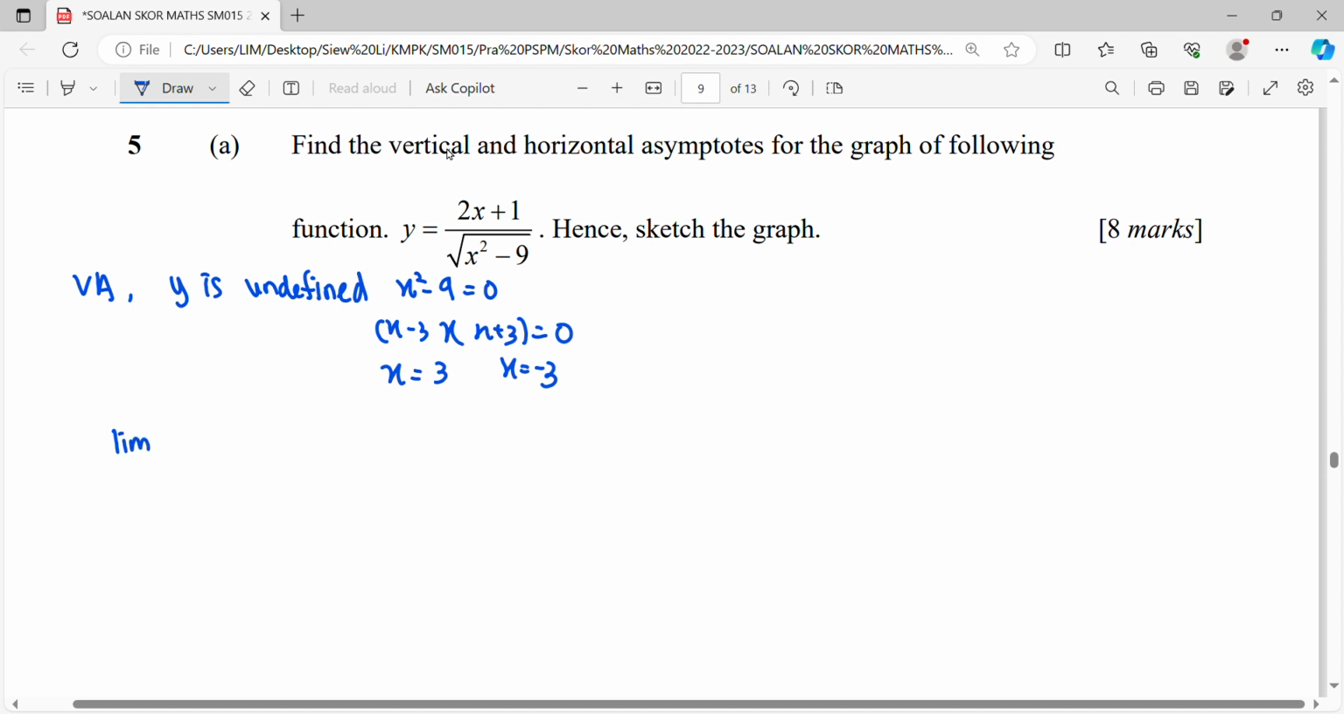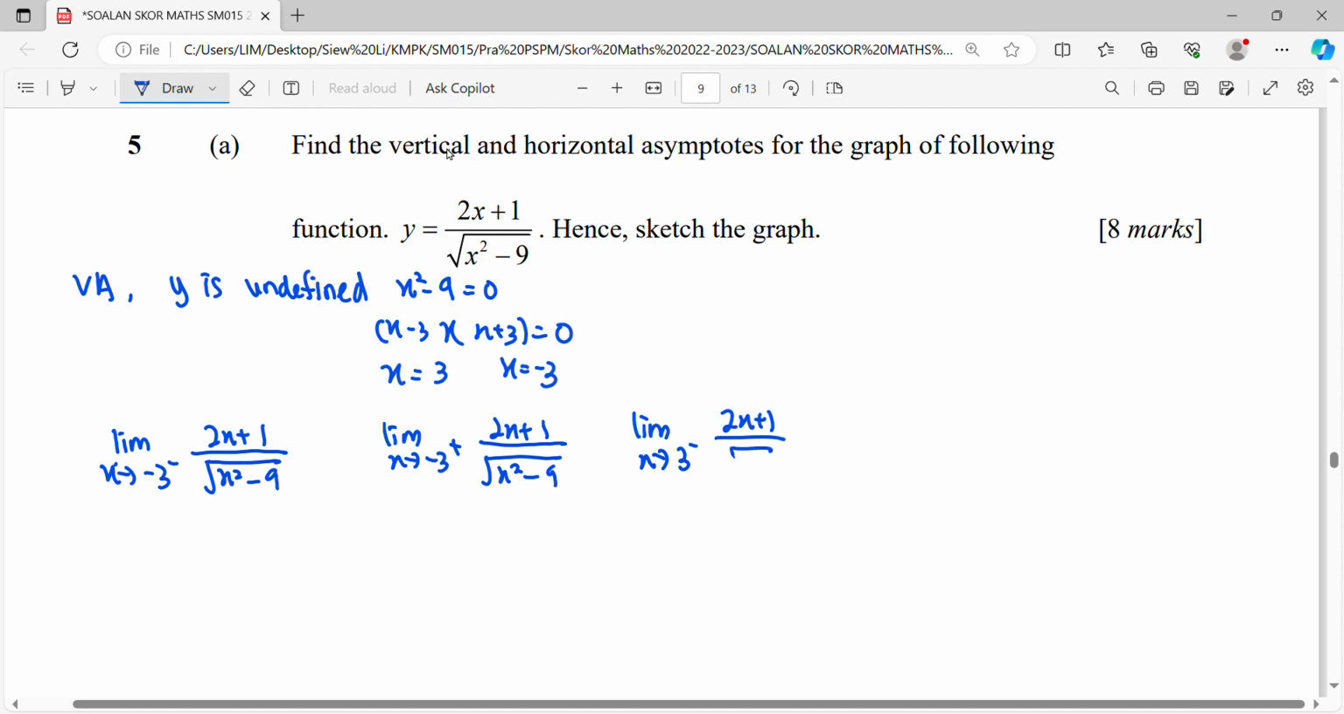For finding the vertical asymptote, we are going to find the limit as x approaches negative 3 from the left hand side, and also the limit as x approaches negative 3 from the right hand side. Then for the other point, 3 from the left hand side and 3 from the right hand side.